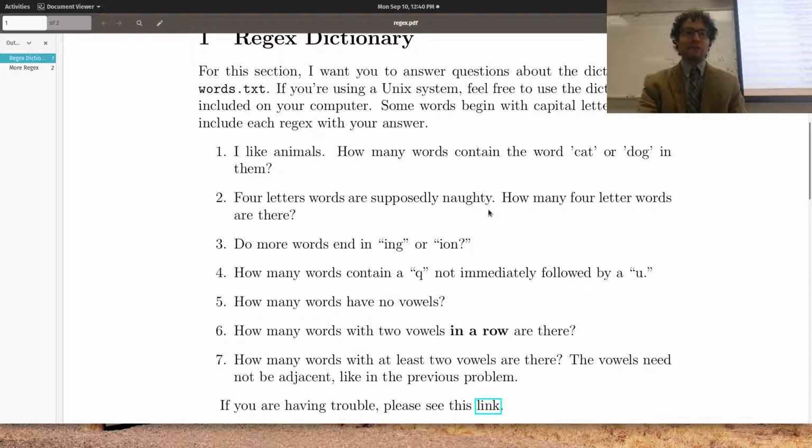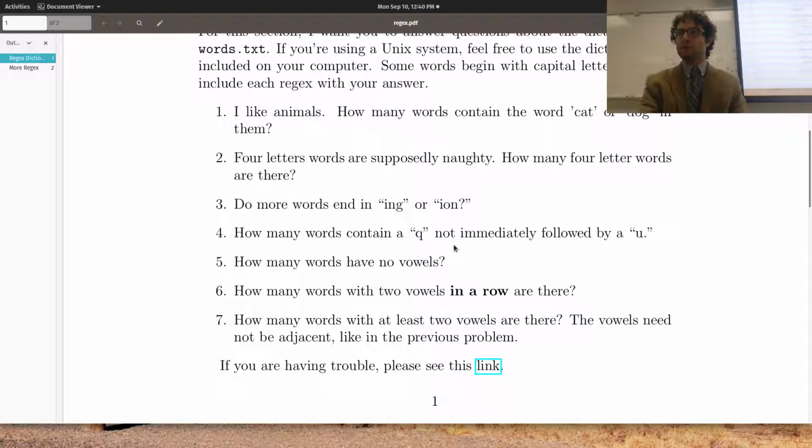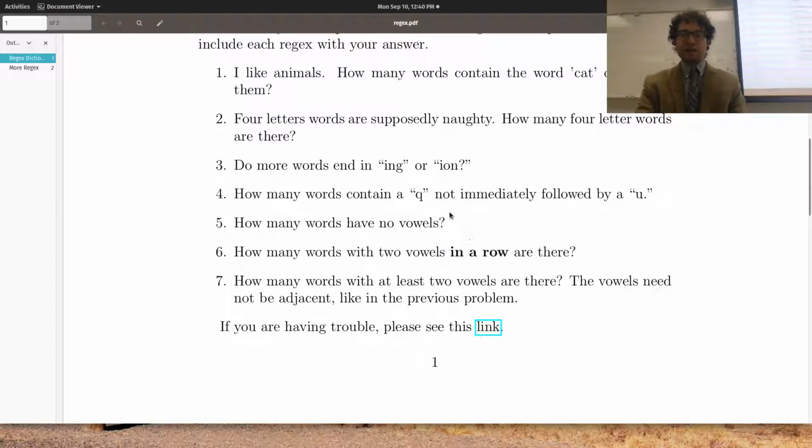It's basically figuring out stuff like, I've got a word file over here, a file of words in the English language. And it's like, I like animals. How many words contain the word cat or dog in them? Do more words end in ing or ion? These are questions that you can answer if you learn about regular expressions. How many words contain a Q that are not immediately followed by a U? Those kinds of questions.